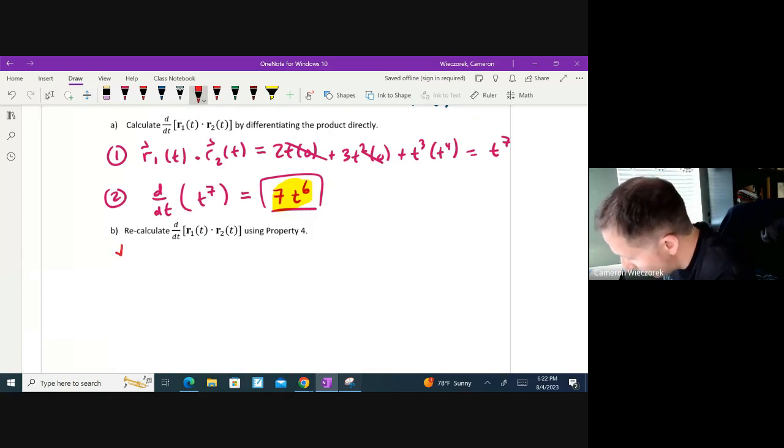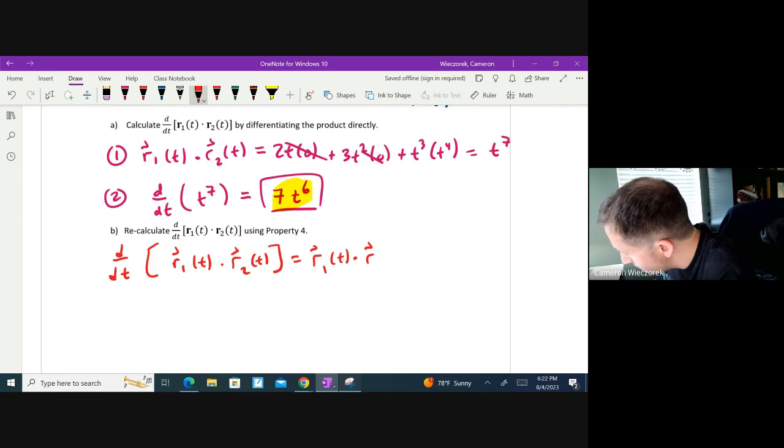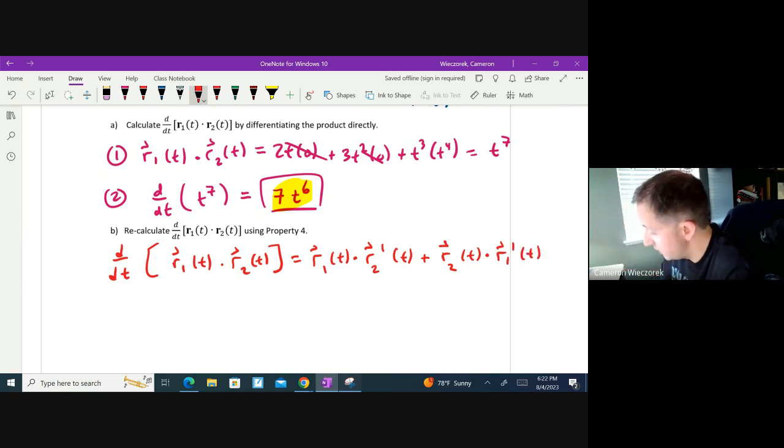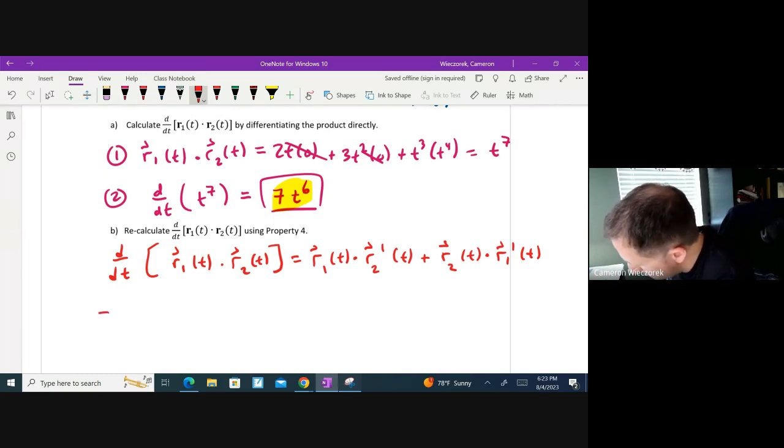If we use the formula using property 4 from the last page, if I take the derivative of the dot product using that, then I would get r1 of t dotted with r2 prime of t plus r2 of t dotted with r1 prime of t. Just using the product rule, the dot product version of the product rule.